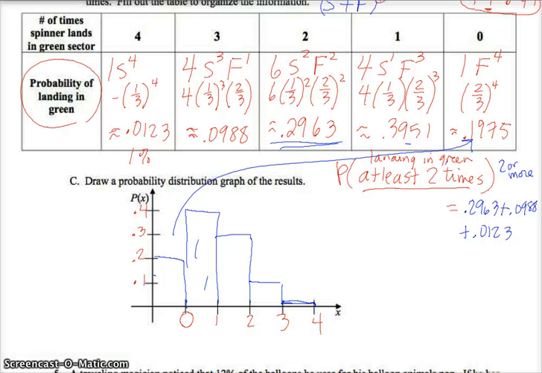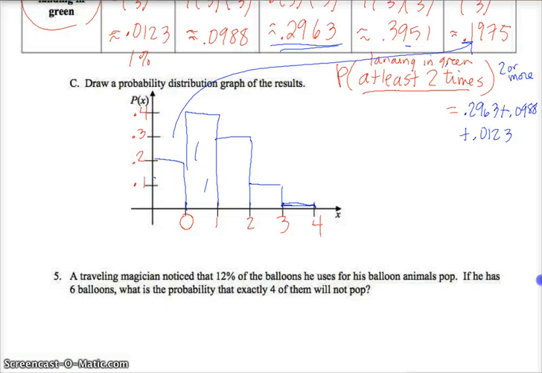If you have questions, please ask me in class. Okay, moving on to our final question. It says, a traveling magician noticed that 12% of the balloons he uses for his balloon animals pop. So 12% pop. If he has 6 balloons, what is the probability that exactly 4 of them will not pop?